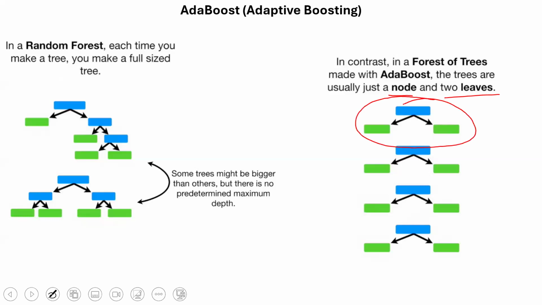So this is how trees in AdaBoost technique will be constructed. You will not construct full-sized trees in AdaBoost. You will just construct stumps. A stump basically means it will have one node and two leaves. That's all. So in AdaBoost, you will only see stumps. You will never see full-size trees. There is a constraint for AdaBoost: you can only work with stumps. Okay, so this is called a stump.